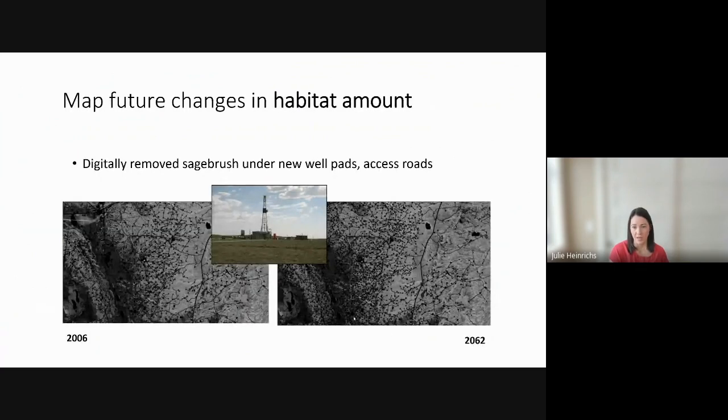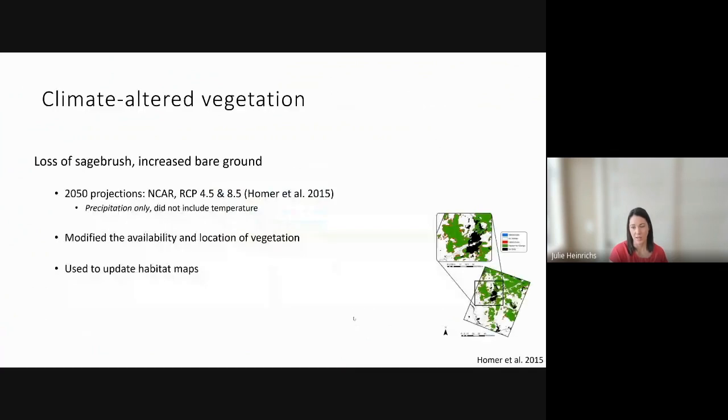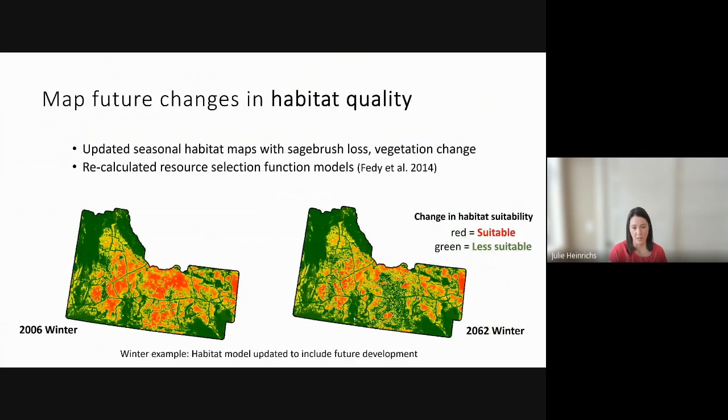And then where that IBM had placed infrastructure, we removed the vegetation underneath that and then updated the habitat models with that information, also separately with just climate altered vegetation. And essentially got a new set of habitat maps, 3 per year, that we would swap out in the individual based model to represent oil and gas and precipitation-driven climate change every season of every year for 50 years.